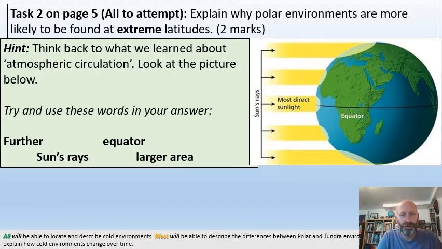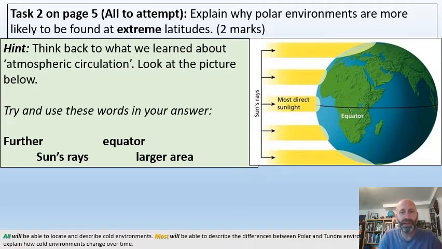And then task 2 is to have a look at page 5. Think about what you've just read, and try and explain why polar environments, so that's the very far north and south, why are they found at the extreme latitudes? So think back to when we did tropical rainforests. How much sunlight are we getting at the equator? Why does that explain why it's so hot and wet at the equator?